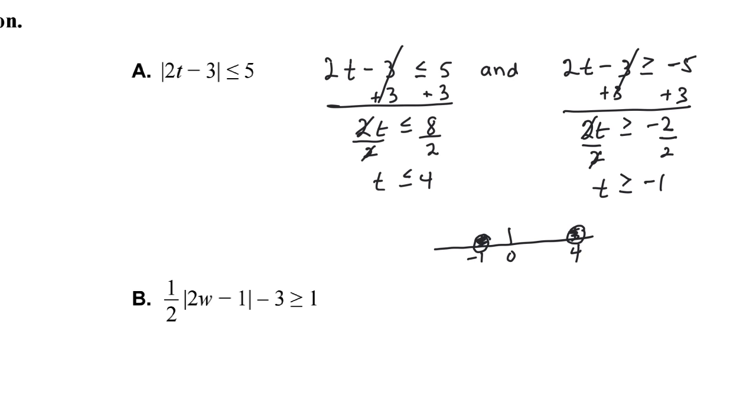And then what you want to do is use a different color. It says t, or any number less than or equal to 4. And we look, what number is less than 4? 3, 2, 1, so we're going in this direction. The other solution says t is greater than or equal to negative 1. Well, what numbers are larger than negative 1? We know it's 4. So where the two colors intersect, that will be your answer. So it's all the numbers between negative 1 and 4, including negative 1 and including 4.